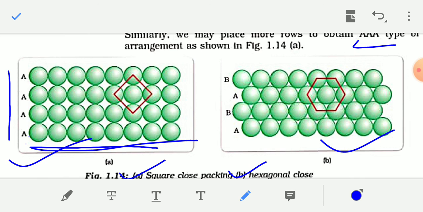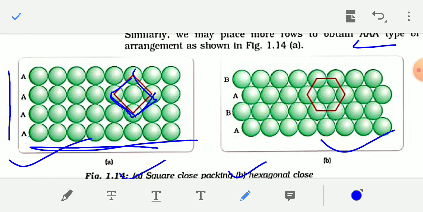And now see two dimensional hexagonal close packing. One more thing: in two dimensional square close packing, each sphere is directly attached to four nearest neighbors. That's why in this arrangement the coordination number of each sphere is 4.